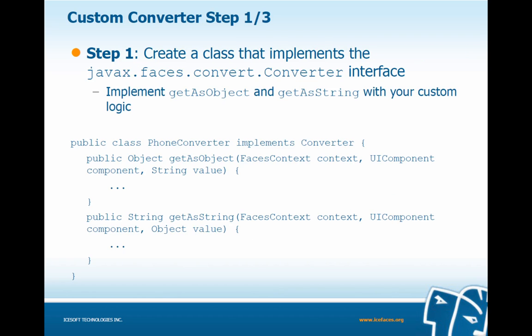The first step in creating a custom converter is to create a class that implements the converter interface. We're going to implement the getAsObject and getAsString methods with our custom logic. Now, the getAsObject method converts the string or user input to an object type, whereas getAsString converts the object to a type string to send back to our view.